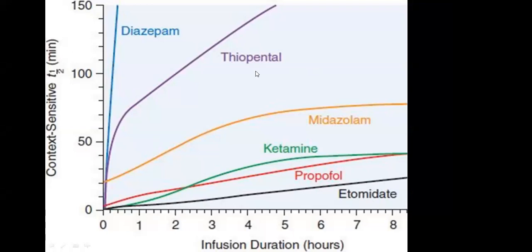Okay. So when you look at this graph, it has your infusion in hours and your context-sensitive half-life, which as was explained, is how much time your drug takes before you have half the concentration. So context-sensitive is really within the context of an infusion. Usually if it's a short duration, maybe 20, 30 minutes, there's not so much of an effect for most of these drugs, except for diazepam, which is long acting.